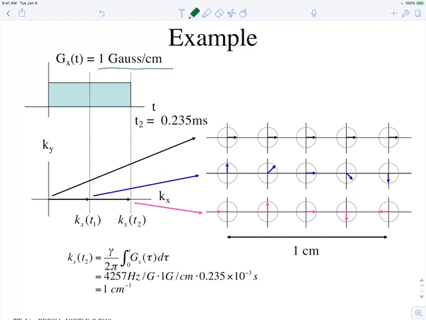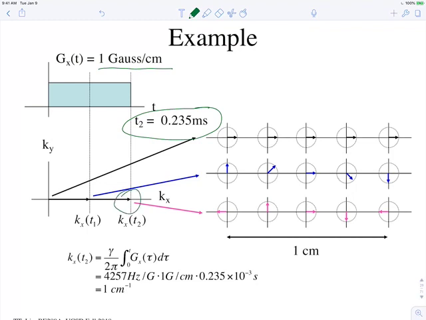Say in 1 centimeter, I've basically gone through a change of twice the Earth's magnetic field strength. So it's a fairly small change in magnetic field, and yet that's sufficient to do the imaging that we need to do. So now I'm saying I've turned this on for 0.235 milliseconds, so a very short amount of time. And now I want to know where I am out in K-space, in actual units.